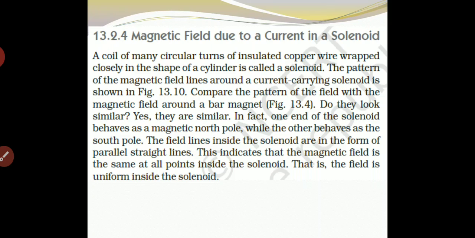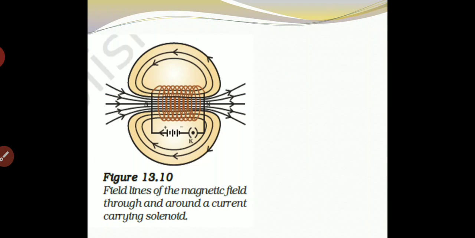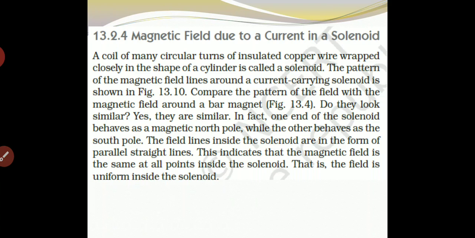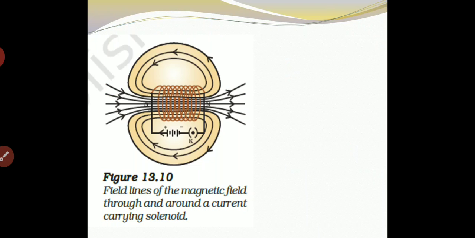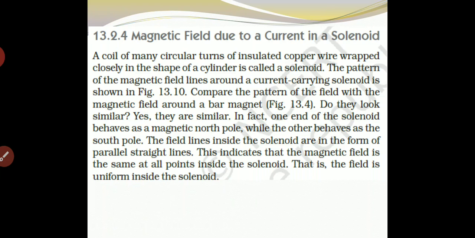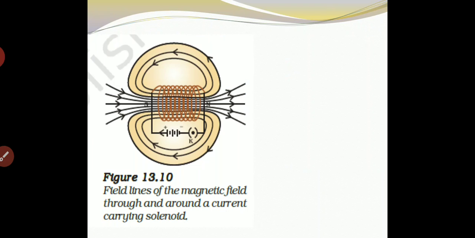The field lines inside the solenoid are in the form of parallel straight lines. This indicates that the magnetic field is the same at all points inside the solenoid. That is, the field is uniform inside the solenoid, as you can observe.